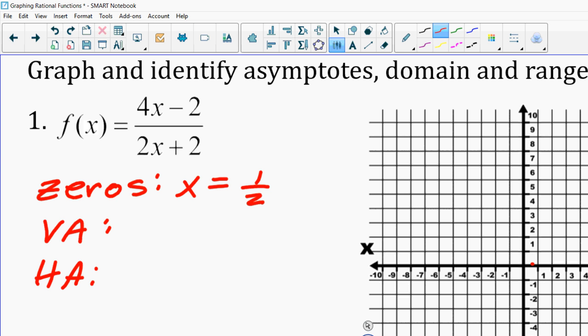Horizontal asymptote. Compare the degrees. What's the degree of the top? 1. Degree of the bottom? 1. So you take those coefficients. What's 4 divided by 2? So y equals 2 is your horizontal asymptote. You take your ruler and your colored pencil, and on y equals 2, you draw a horizontal line.